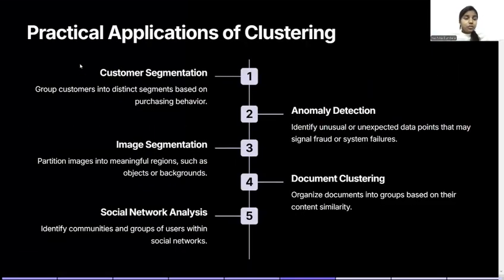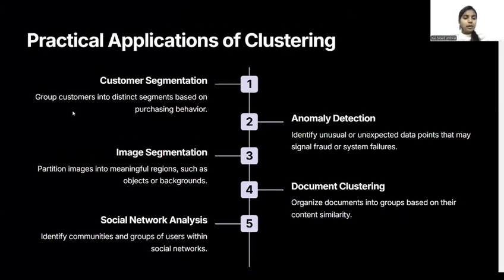Next are practical applications of clustering. First is customer segmentation, which groups customers into distinct segments based on purchasing behavior. Second is anomaly detection, identifying unusual or unexpected data points that may signal fraud or system failures. Third is image segmentation, partitioning images into meaningful regions such as objects or backgrounds. Fourth is document clustering, which organizes documents into groups based on their content similarity.